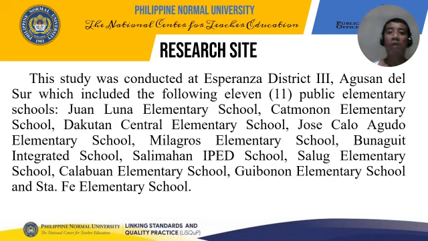This study was conducted at Esperanza District 3, Agusan del Sur, which included the following 11 public elementary schools, such as Juan Luna Elementary School, Katmunon Elementary School, Dakutan Central Elementary School, Usikalo Agudo Elementary School, Milagros Elementary School, Unagit Integrated School, Saliman IPID School, Salog Elementary School, Kalabuan Elementary School, Gibonon Elementary School, and Santa Fe Elementary School.